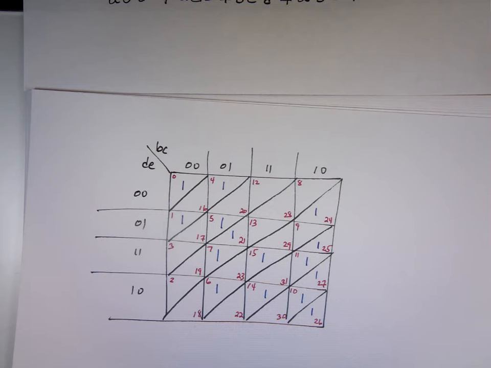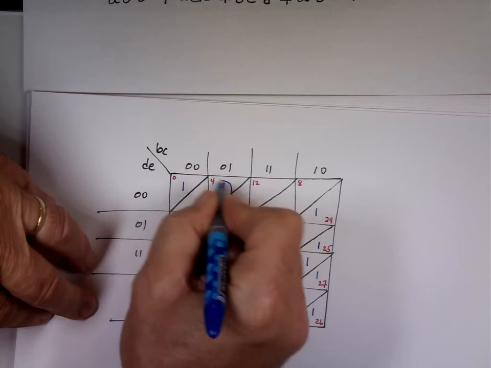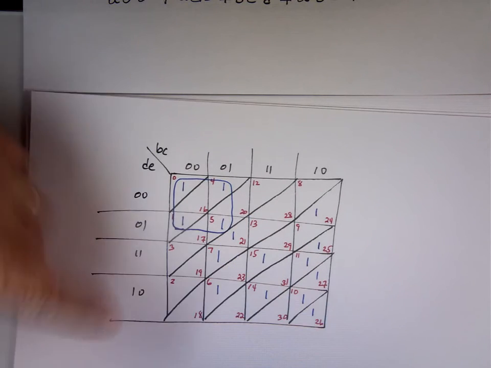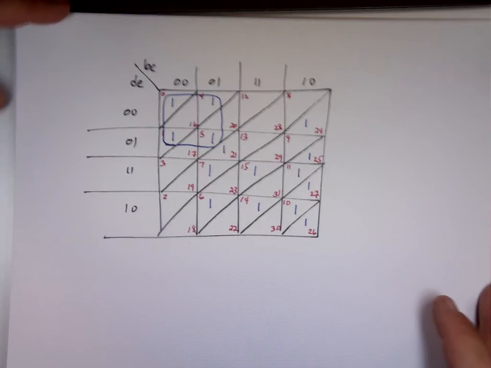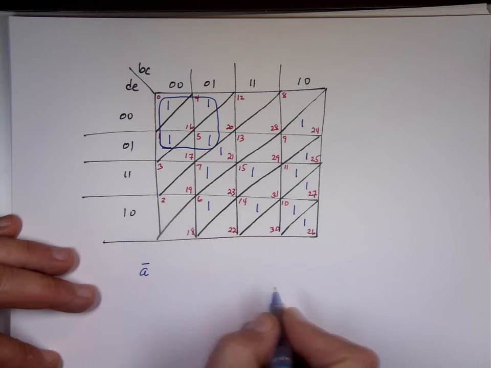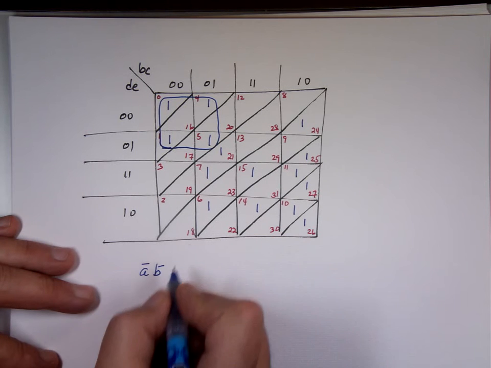We said a group of 4 is better than a group of 8. Well, let's look at this. This is a group of 4 right here. The top half. See on the top half? That's the top half. Since it's a top half, that means A is 0. B is 0. C is changing. D is 0. E is changing.